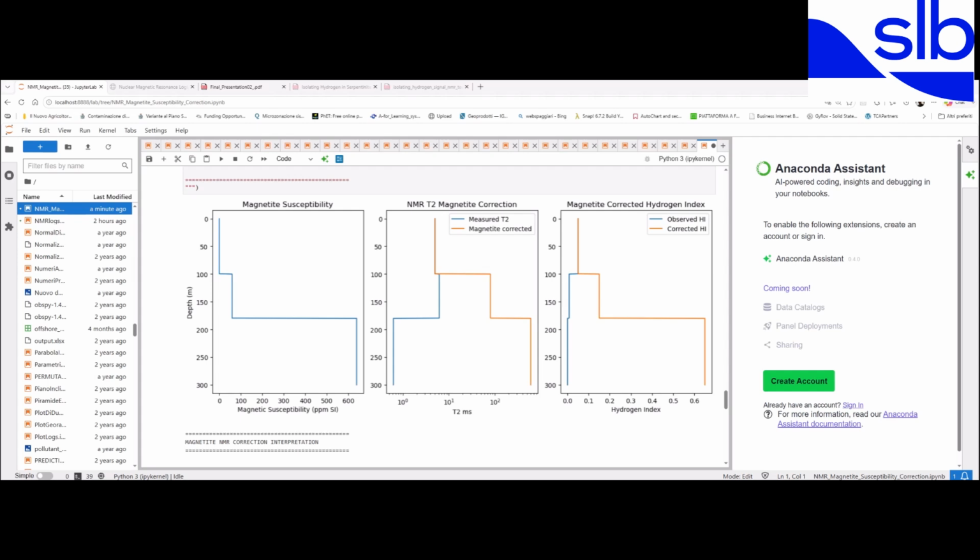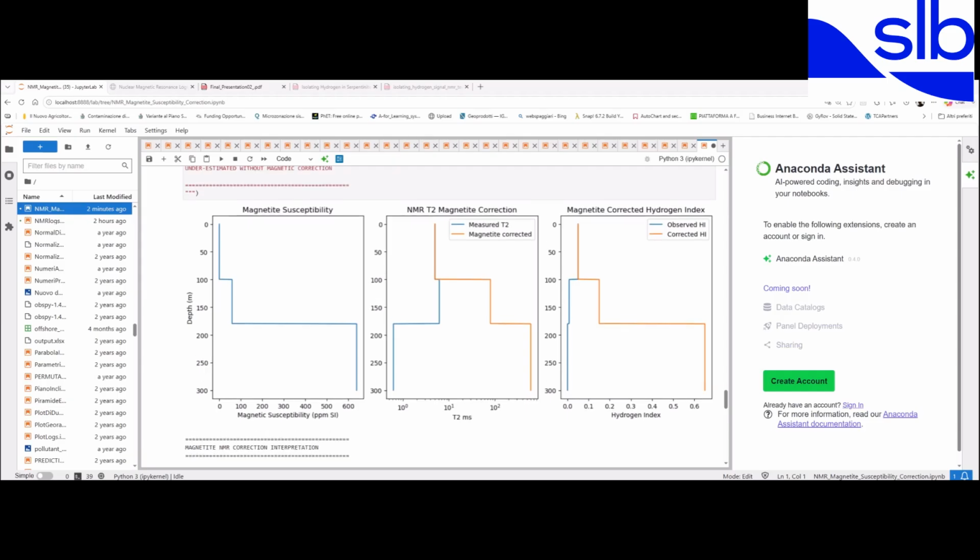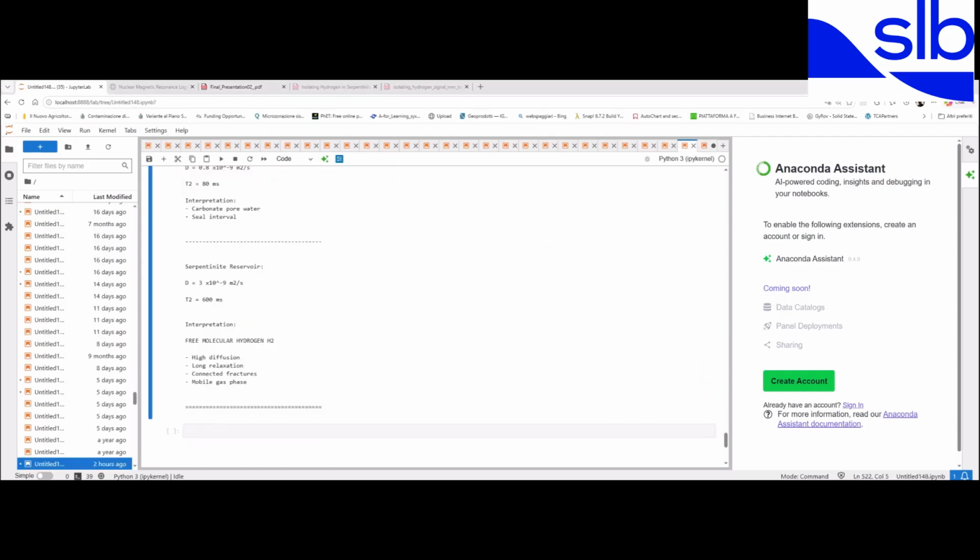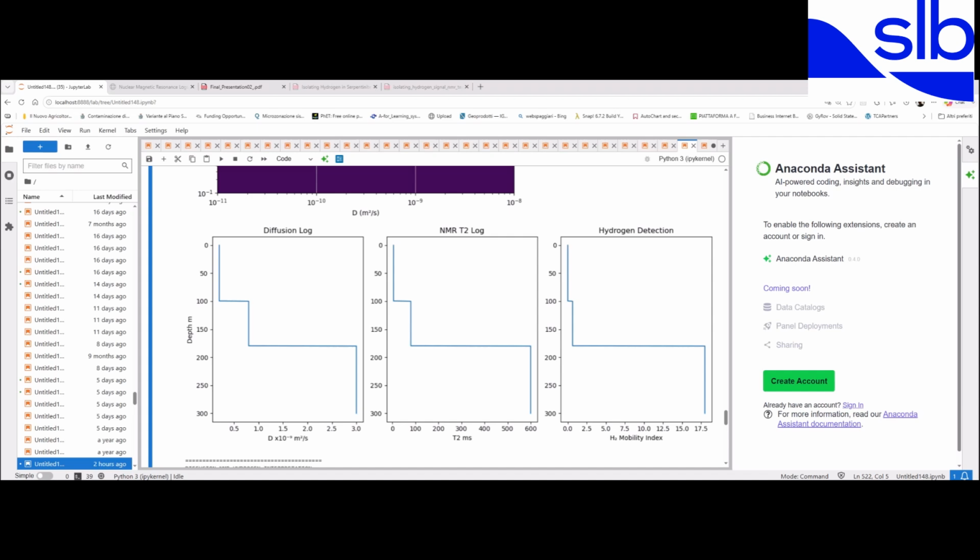Magnetite correction. Why is it important to have the effects of magnetite? Because it influences the hydrogen index. You have an observed hydrogen index that underestimates this because of the influence of magnetite. With the corrected index for magnetite, you have this final value that is similar to the first curve for the hydrogen, the real corrected hydrogen index.